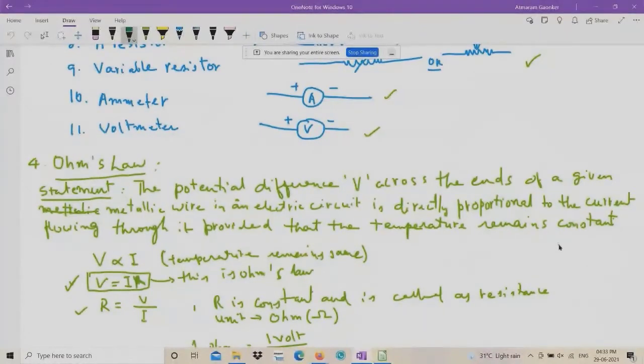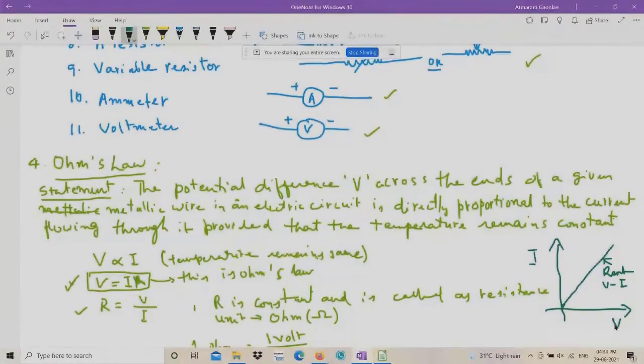So if you plot the graph, because this graph is important, that is why I am plotting it here. This graph is V and this is I, or you can draw I here and V here. This graph is a straight line passing through the origin. So this is the V-I graph, and it shows that your voltage is directly proportional to the current flowing in this circuit.